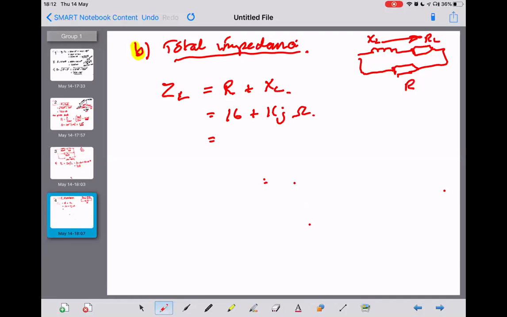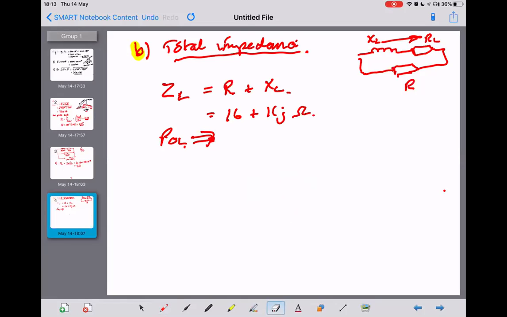So I suppose if I was to do this again, I would convert ZL to polar form. Well, we need to do that. So once we've converted that, do we then just do ZT equals R times ZL over R plus ZL? Yes. Okay, that makes more sense. So if we convert that ZL to polar.